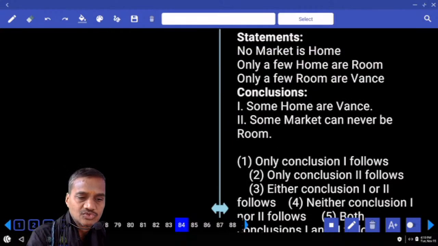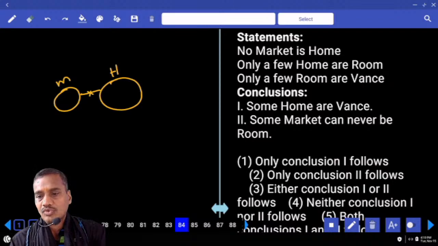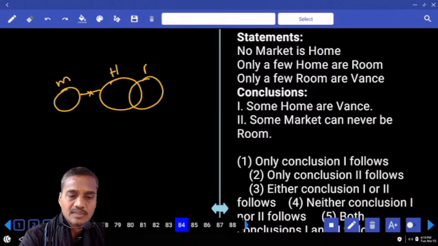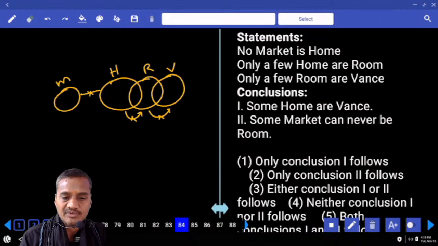And no market is home. No market is home means no intersection between market and home. No market is home, and only a few home are room. Only some of the homes are rooms, but not all. Only a few rooms are vents. Only some of the rooms are vents, but not all. Some homes are vents. Home is here, vents is here, that is false.